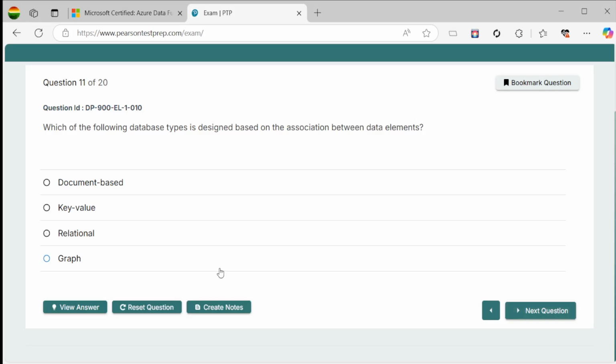Which of the following database types is designed based on the association between data elements?